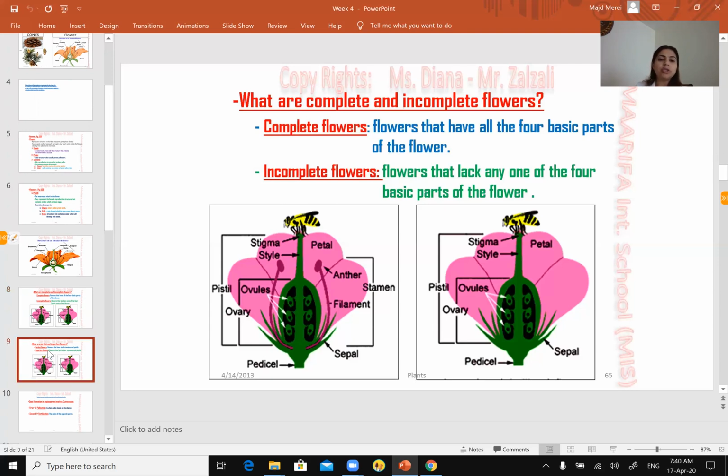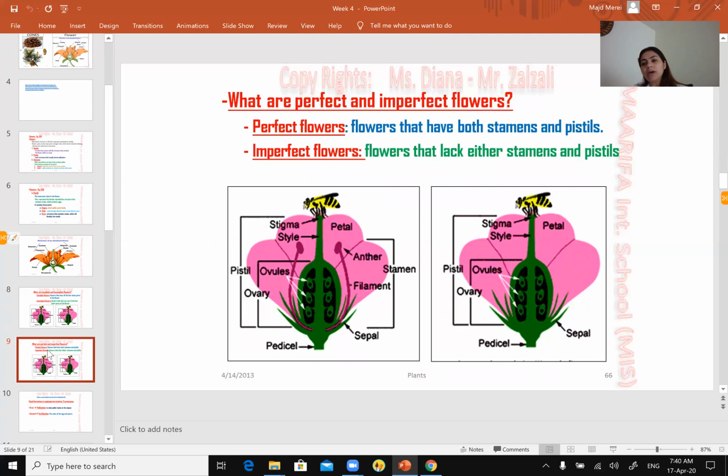Now we have another 2 terms, which are perfect flower and imperfect flower. Perfect flower means that they have the 2 reproductive parts, the male reproductive part and the female reproductive part. The flowers have both stamens, male reproductive part, and pistils, the female reproductive part. Now, imperfect flowers are flowers that lack either stamens or pistils. It lacks one of the reproductive parts, stamens or pistils.